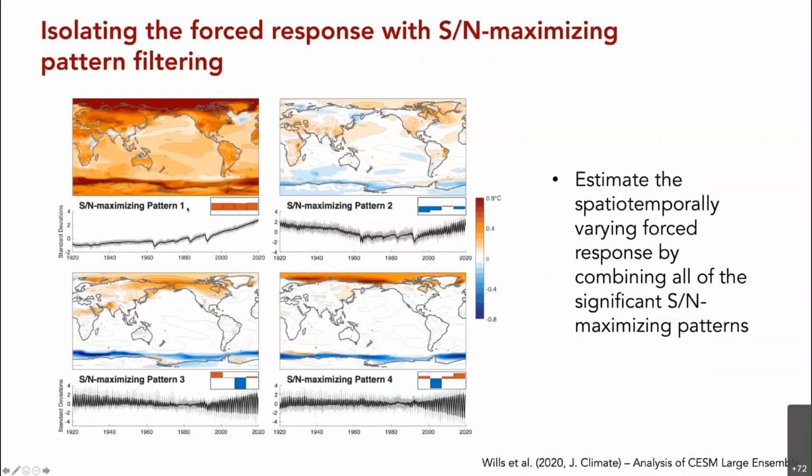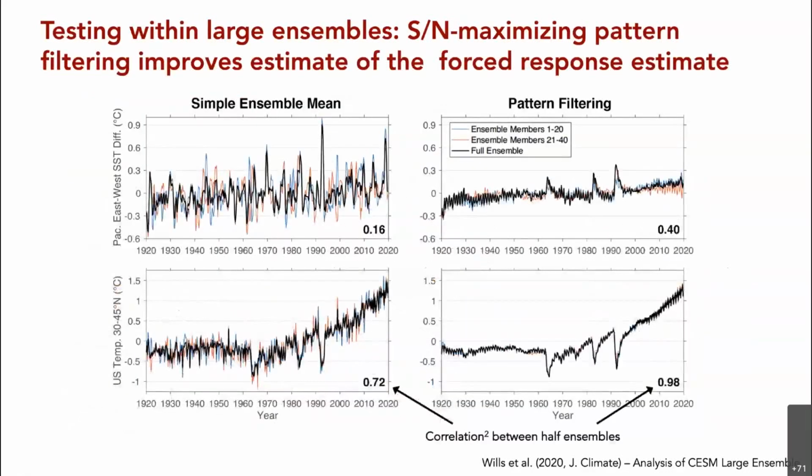But basically, by combining these different patterns, you can make a good estimate of the forced response and all of its spatial temporal variations. So what this then allows you to do is look at climate indices of interest, such as the Pacific SST gradient, and the time evolution of that is much clarified by filtering with these signal to noise maximizing patterns.